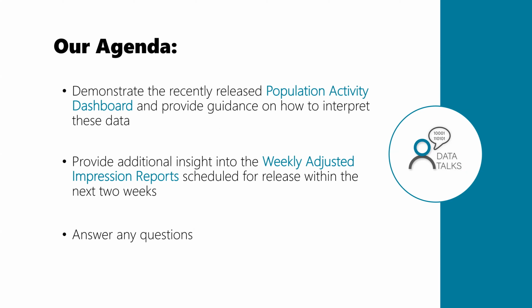In terms of the agenda, we want to walk through the new population activity dashboard that was released earlier this week. Sorry, apologies, there was a question that I saw come up. So again, we wanted to demonstrate the recently released population activity dashboard and also provide guidance on how to interpret these data. Then, near the end of the session, we'll go into the coming product, the weekly adjusted impression reports. We'll talk about the timing for release, give you some background on what those impression reports are going to mean, and how to think about and interpret that data.